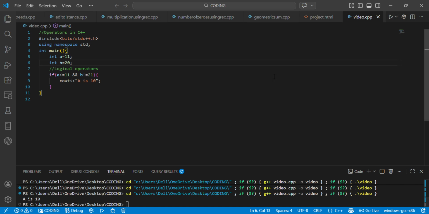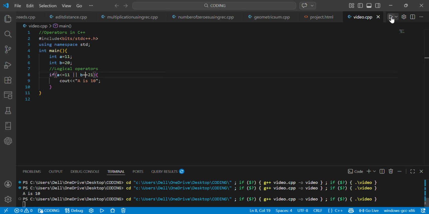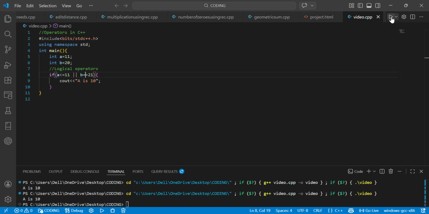it's called logical AND operator. Another is OR operator. Logical OR operator. If a is less than equal to 11 or b is equal to 21, output a is 10. In logical OR, if any of the statement is true, then it will go to the if statement and output the result.